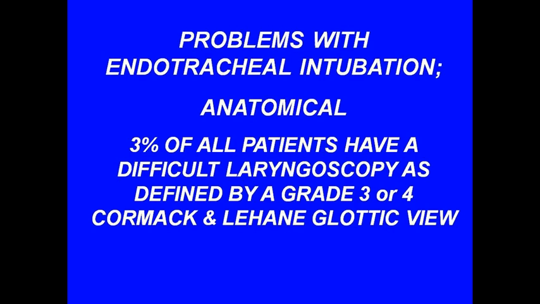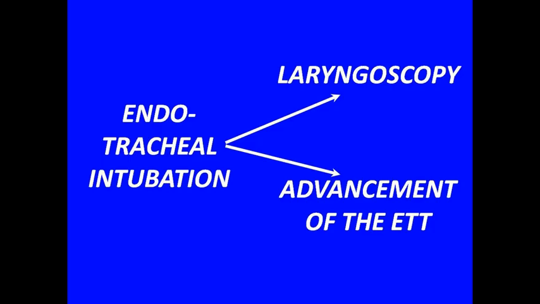It is true, however, that up to 3% of all our patients will have challenging or difficult laryngoscopy, as defined by the inability to obtain a laryngoscopic view better than a grade 3 or 4 Cormack and Lehane glottic view. And up to 6% of our patients will require 3 or more advancements of the endotracheal tube to intubate successfully. So I want to emphasize, there are 2 procedures going on here. There's getting a view of the larynx, which we call laryngoscopy. The second procedure is advancing an endotracheal tube successfully through the glottis into the trachea.